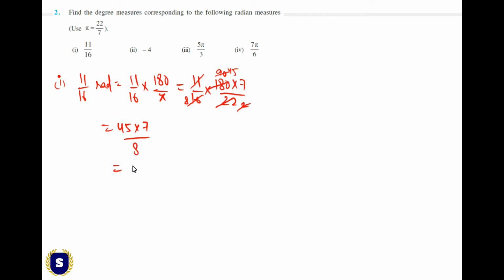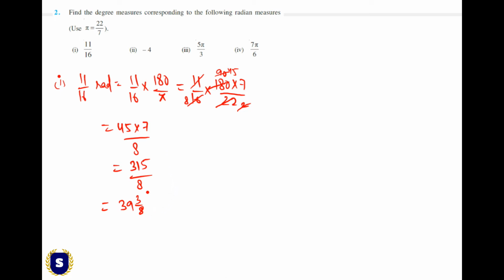That will become 315 upon 8. Converting it into a mixed fraction, it will become 39 3 by 8 degrees. So this is in degrees. We can now convert this mixed fraction into minutes and seconds.